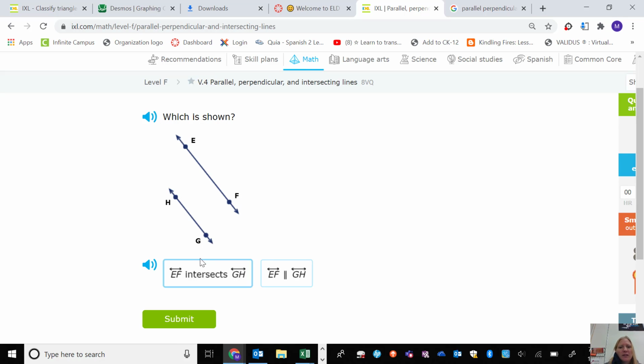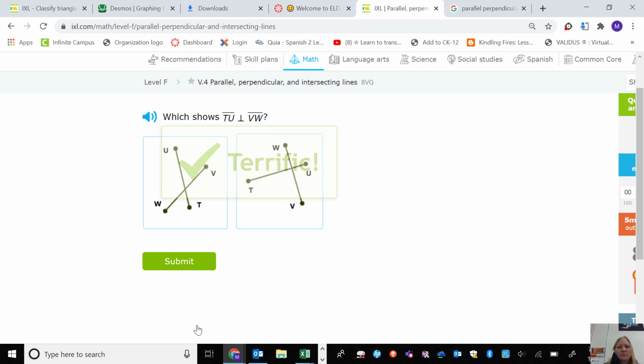How about these two? Are they intersecting or are they parallel? Parallel? Oh, here's a new symbol. This symbol right here means perpendicular. So this one is not perpendicular, but this one is. So perpendicular.